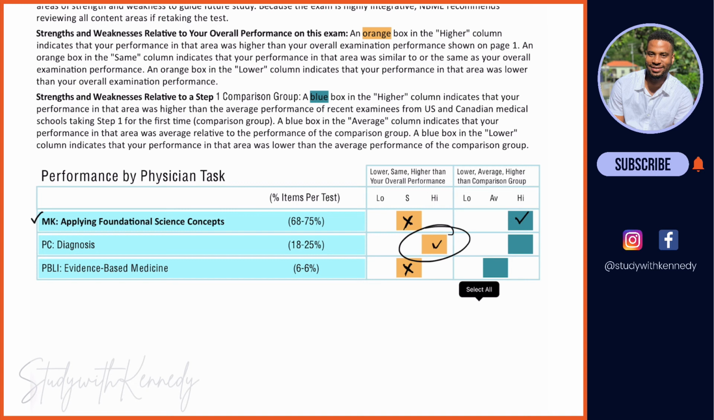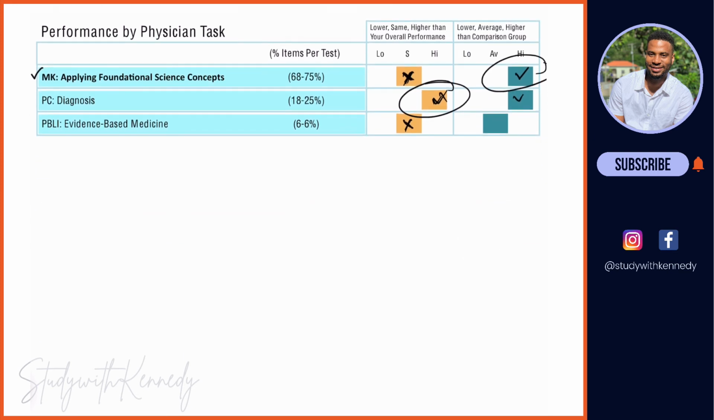And of course, diagnosis is high, and it's high when compared to the group. So again, you're not just comparing yourself to yourself. You don't want to look at your result and say, oh, I did well, this one is high, so that must be great. You want to also say, how do I compare with the group? The higher your score is, the more likely that you are going to also rank higher when compared to the rest of the group. So although my ability to apply foundational concepts is just there, it's still high compared to the average student that writes the USMLE.